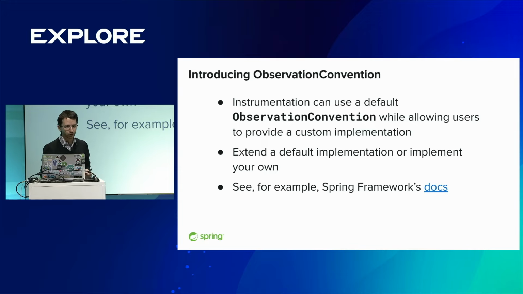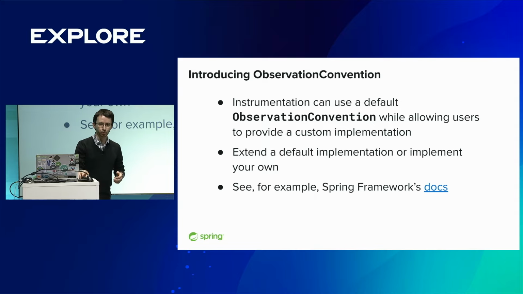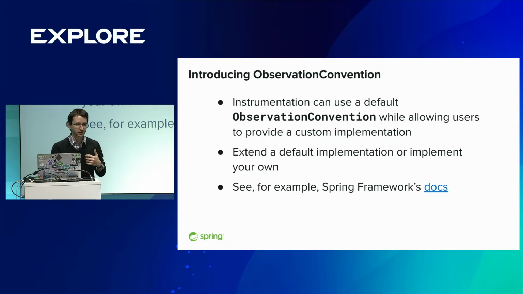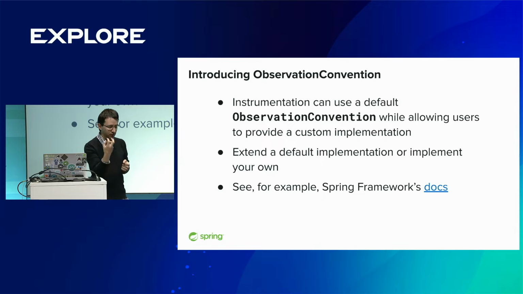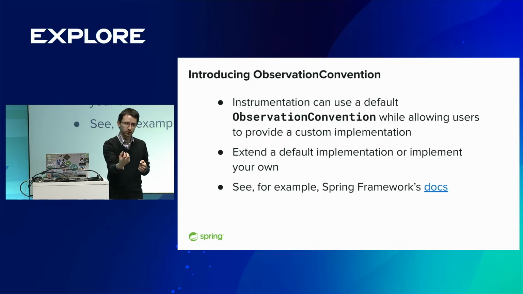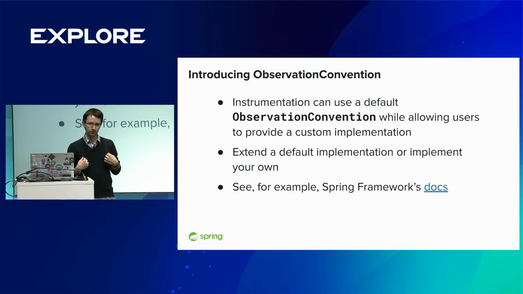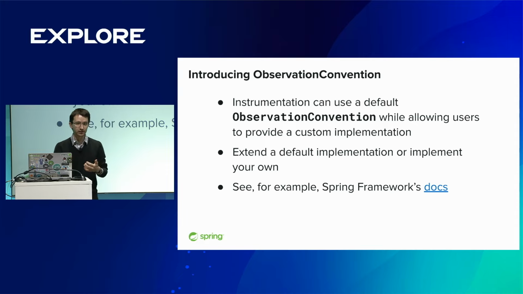The observation convention is basically a way to provide this data, the name of the observation and the metadata, the key values on it. And instrumentations can say that, hey, give me an observation convention, otherwise I will use my own. But if you provide me one, I will use that. So that you can basically have a default one, and you can have a custom one that is user provided.